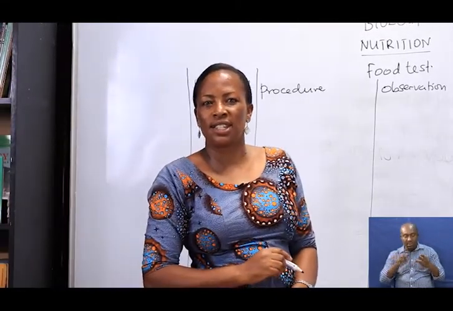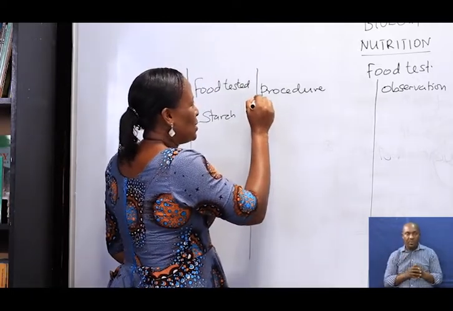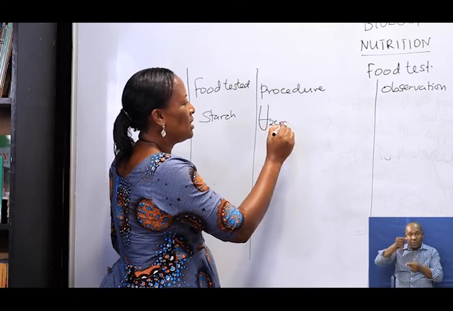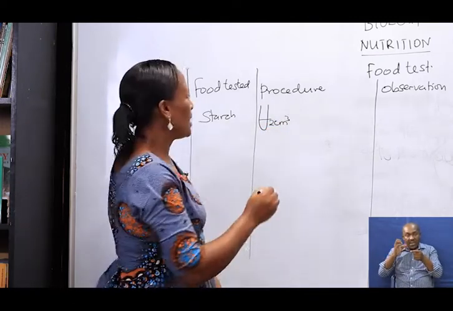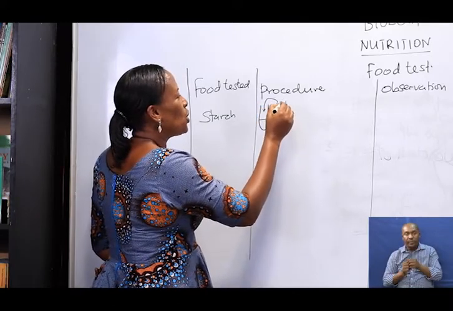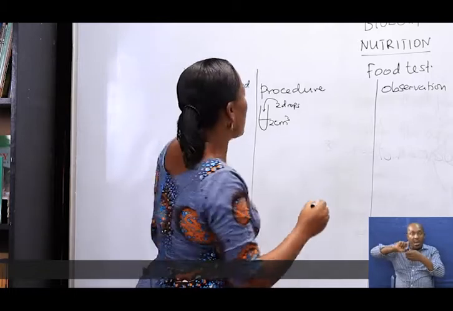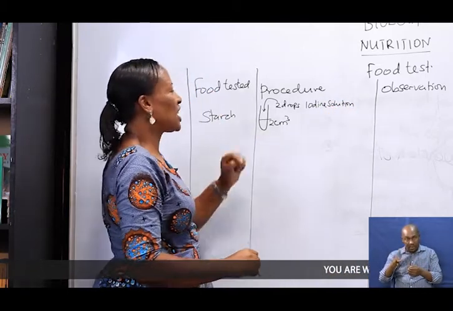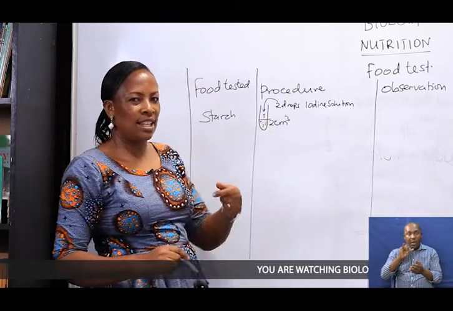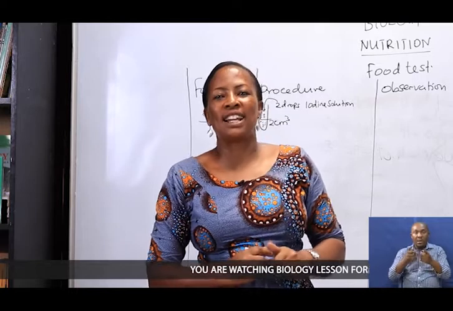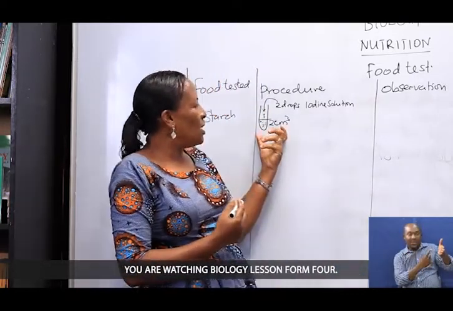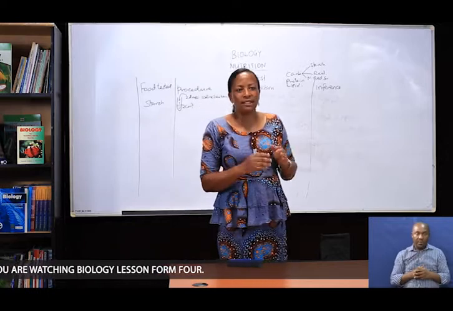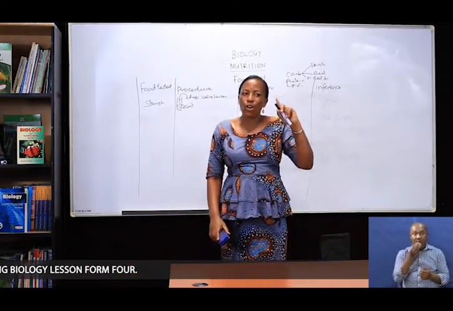What are you going to do during starch testing? You will take a test tube, add 2 centimeters cubed of the given sample solution, add 2 drops of the reagent, which is iodine solution. Then shake the mixture. You will see the color change. You will see the color of the food sample change into another color. Through that, you will identify whether the food sample contains starch or not.